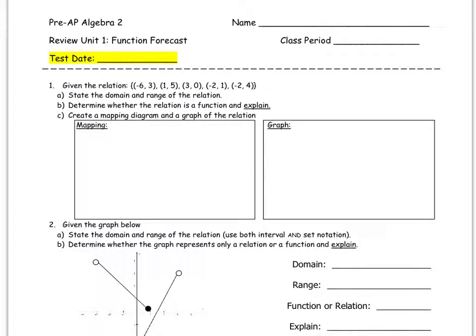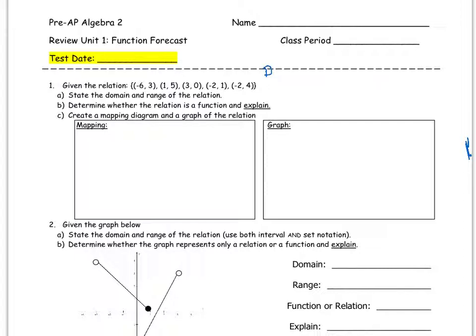Okay, here's the review for the first test function forecast. It gives us the relation. It lists out those 5 ordered pairs. We want to state the domain and the range of the relation. Because this is discrete, it gives us specific points. We're going to have to list our domain and our range out discretely.